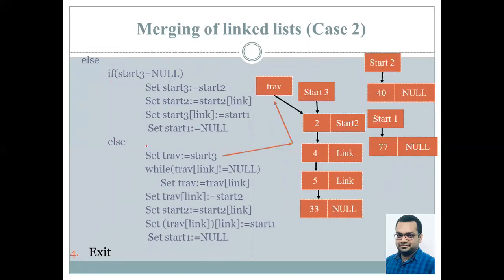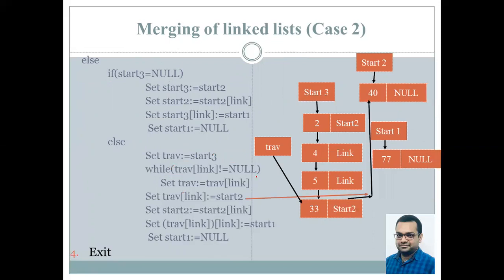Now with this else part, we'll initialize the value of traversal to the first address of the merged linked list. Now the traversal is going to keep on progressing till it reaches the last node in this linked list. Let's see it this way. Now traversal link is not null, therefore traversal will be incremented to point to the next node. Now it will keep on going till it reaches the last node, in which scenario this check is going to be false. So our task is to set the traversal link equal to start2.